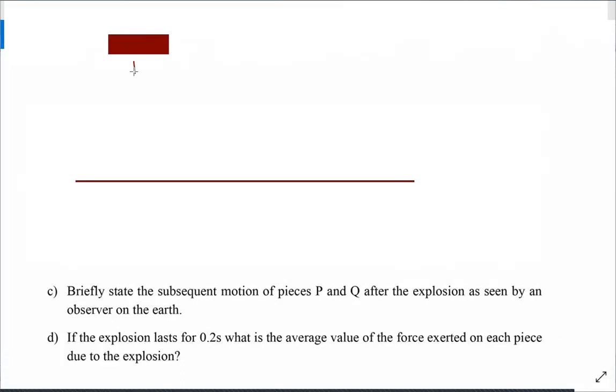It is falling freely under the gravity along a straight line like this. And what about P? P has a velocity of 800 meters per second. Therefore, P will move along a curved path, and it will be attracted to the earth due to the gravity of the earth. So it will move in a curved path like this and hit the earth. So the motion of P will be very similar to a projectile.